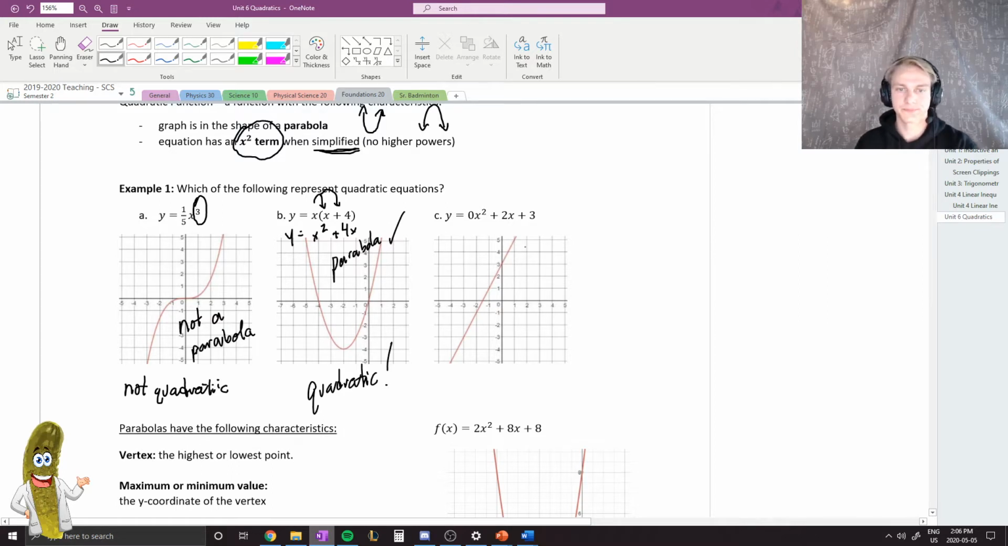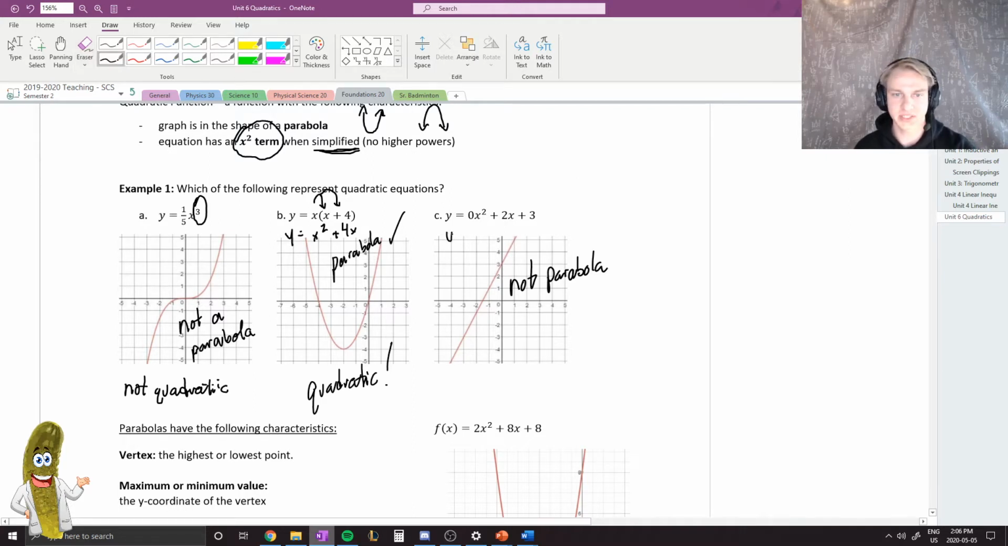Next one. Example C here. We have a straight line. That is not a parabola, so immediately I'm inclined to think that this is not quadratic. And then if we look up here at the top, I actually have an x squared. So in theory, this should be a parabola, right? There is an x squared.